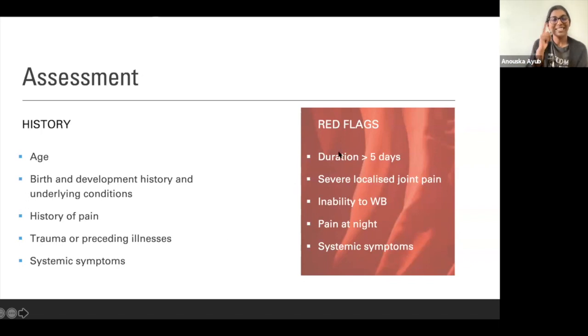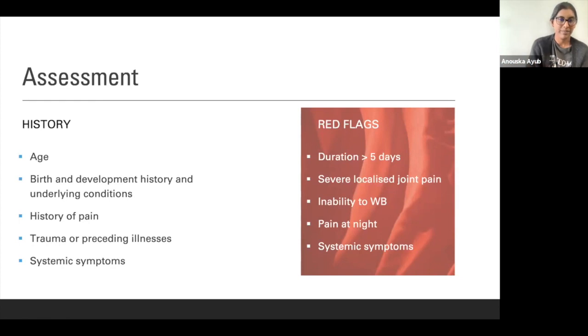The red flags, the things that you absolutely cannot miss. A duration of over 5 days makes you worried. Severe localized joint pain makes you worried. Complete inability to weight bear, worry. And pain at night, you want to worry about that as well. Pain at night, we specifically link to tumors. So think about whether they have pain at night that gets better during the day. And any systemic symptoms, including a temperature and all the ones that I mentioned, you're a little bit worried about.